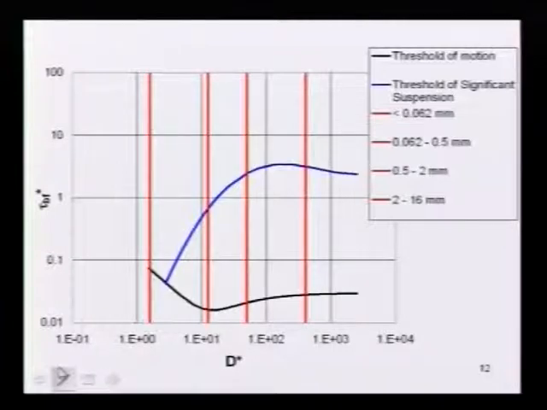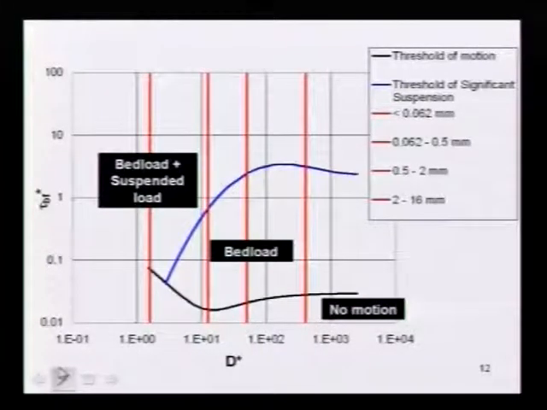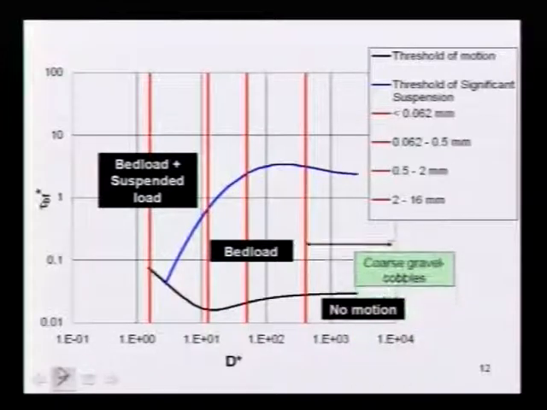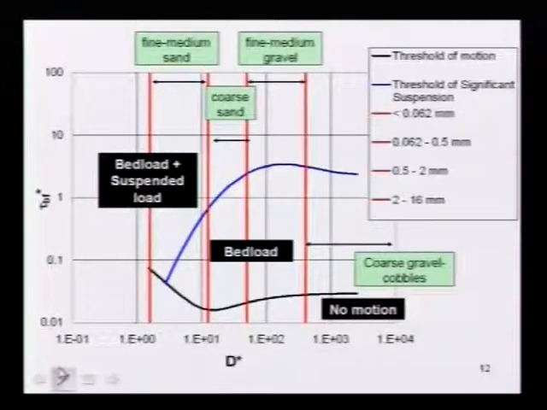To familiarize yourself with the grain sizes we are talking about, we have no motion, bed load plus suspended load. In this range, we are looking at coarse gravel or cobble rivers. In this range, fine to medium gravel rivers. In this range, coarse sandbed rivers. In this range, fine to medium sandbed rivers. And in this range, rivers with a bed of silt. What do these rivers look like?